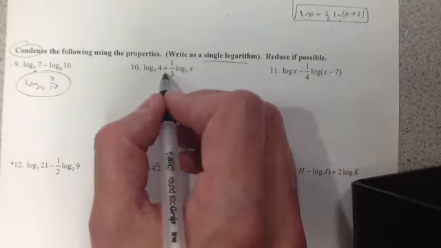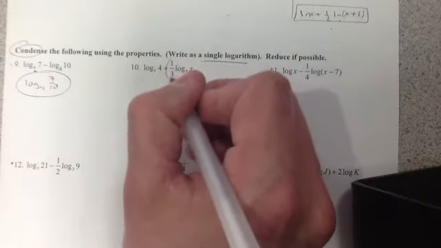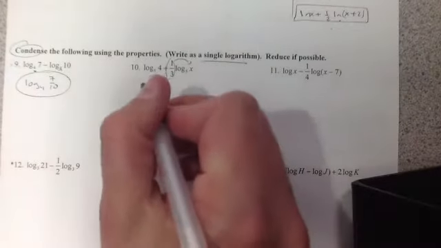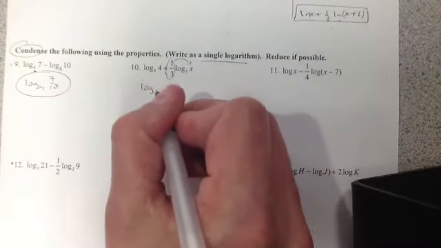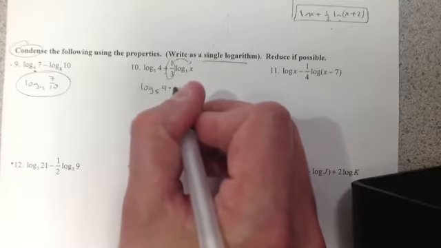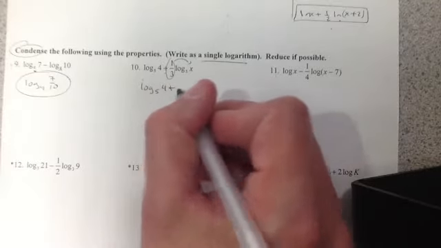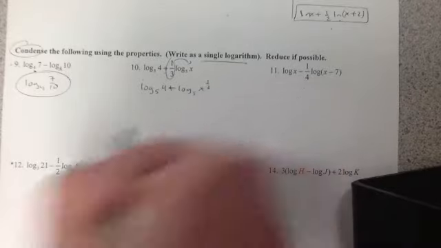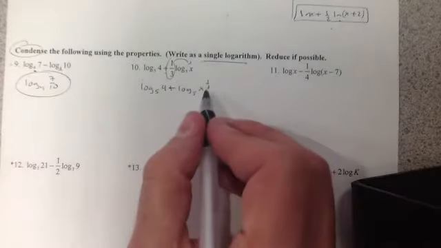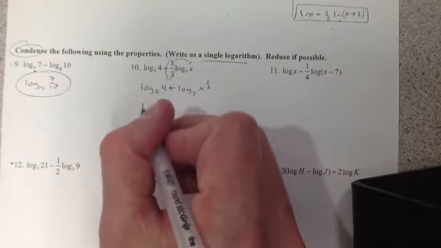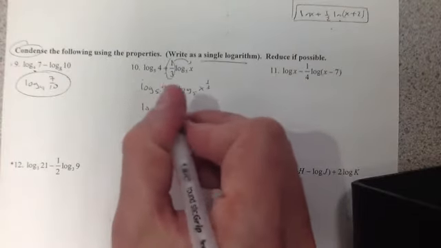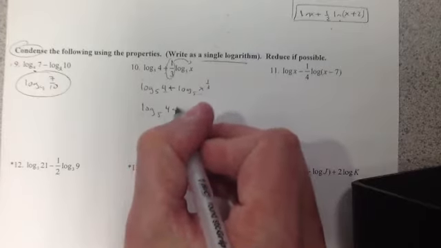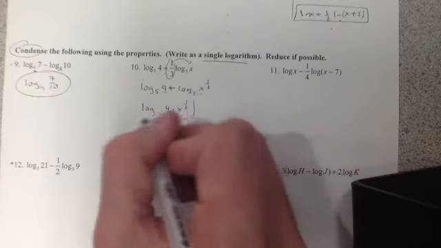Now for number 10, I know I'm adding, so I'm going to multiply them. But the first thing we have to do is undo the power first. So we're going to bring the power up top. So this becomes the log base 5 of 4 plus the log base 5 of x to the 1/3. And you can write that as the cube root if you like. You don't have to. So this becomes the log base 5, now that I'm multiplying, of 4 times x to the 1/3. And there's our answer.